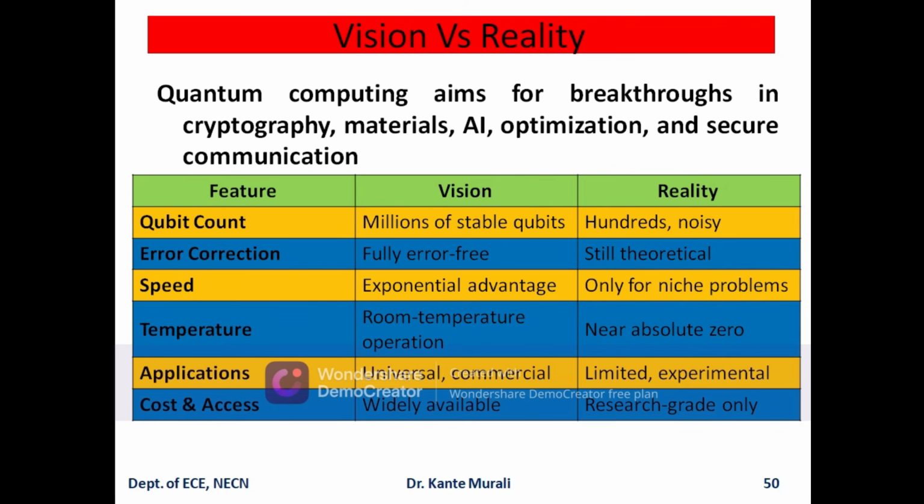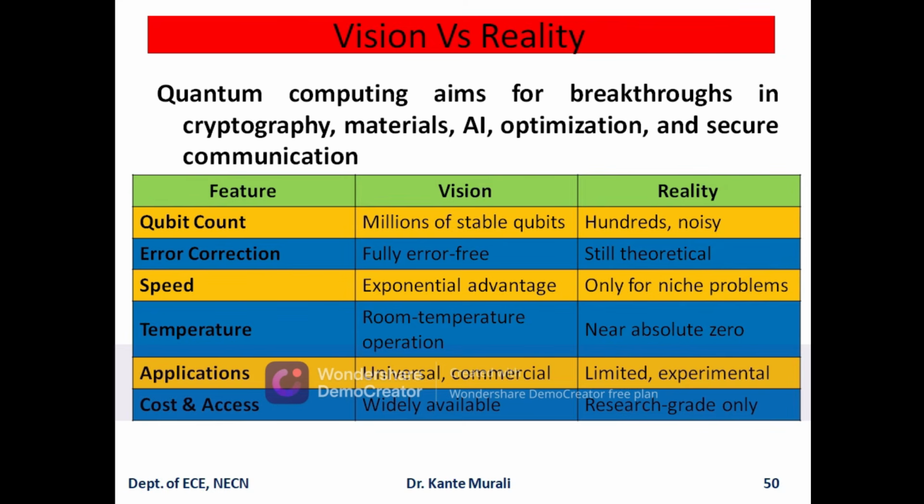As far as qubit count is concerned, we are looking for millions of qubits to apply quantum systems in real world applications. But as of today, the reality is we are able to realize hundreds of qubits only. Coming to error correction, we are looking for an error-free device, but it is still a theoretical approach, with many issues yet to be resolved compared to error detection. As far as speed is concerned, the vision is a thousand times the speed of classical computers. As far as temperature is concerned, we are looking for systems that work at room temperature, but they need nearly absolute zero temperature.